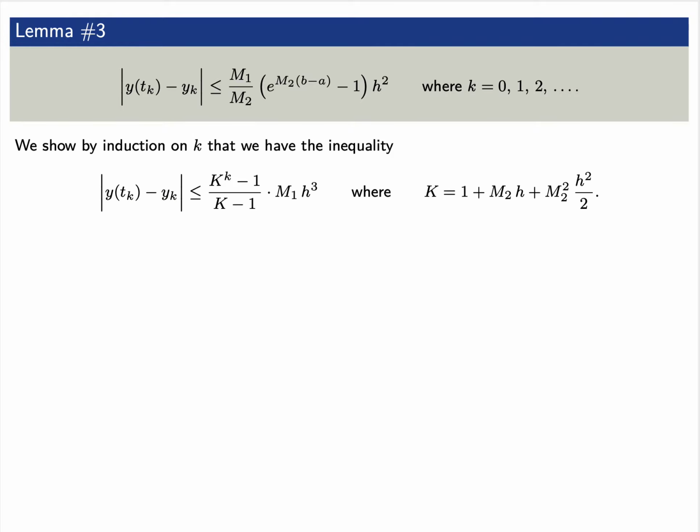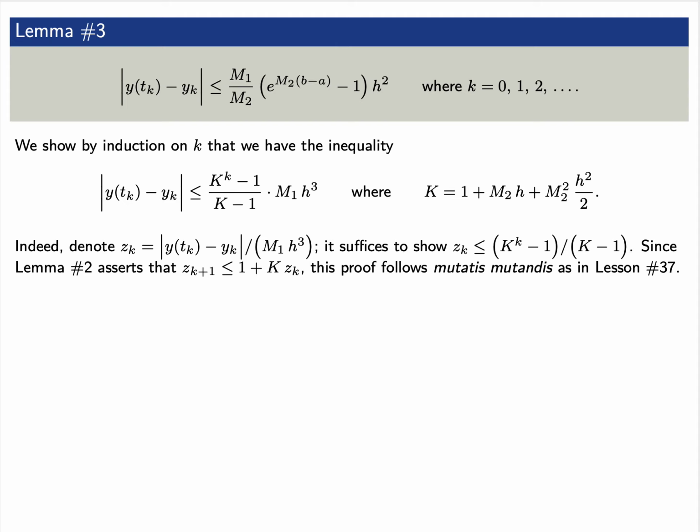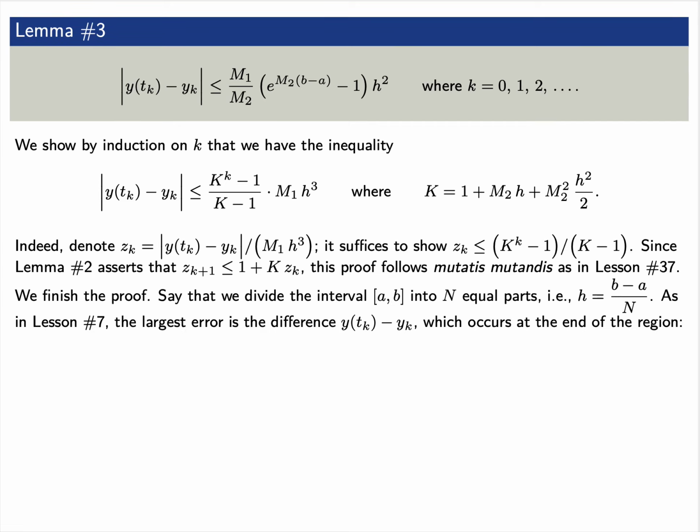First, we'll show by induction, just as we did with Euler's method, that the error term here is less than or equal to capital K raised to the lowercase k minus 1 divided by capital K minus 1 times m sub 1 times h cubed. Simply put, we can prove this by induction, but the proof by induction follows almost exactly word for word as in lesson number 37. So now let's finish off the proof of lemma 3.